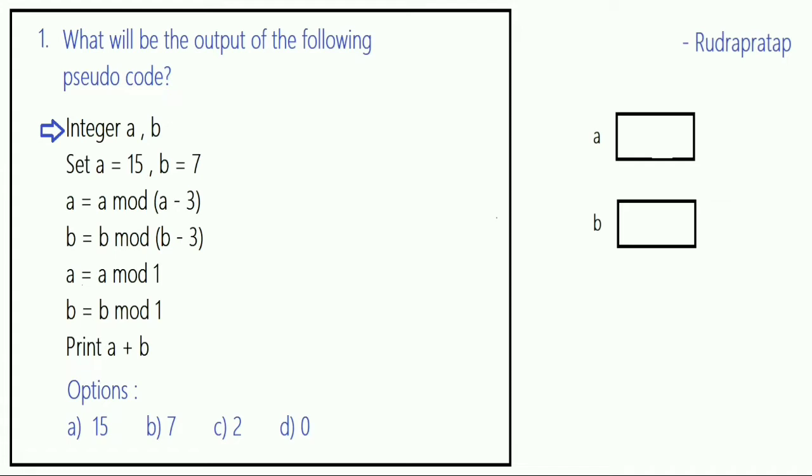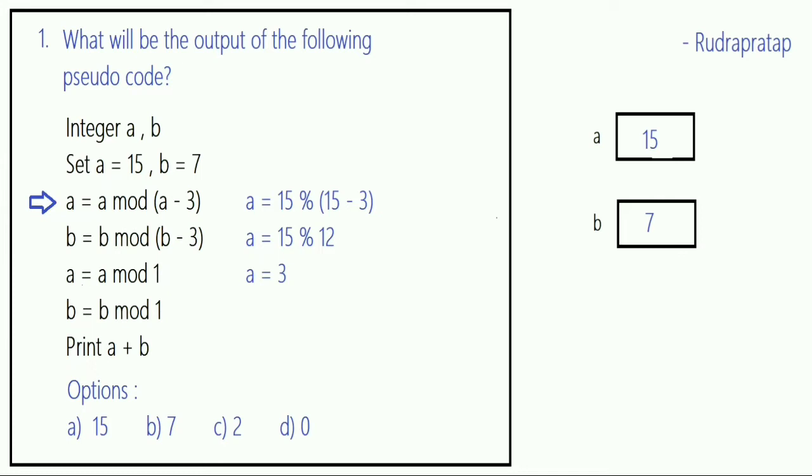In this question we have two integers a and b, and on the right hand side of the screen I have the memory representation of both the variables. On the basis of the second statement I have the value of a as 15 and the value of b as 7, and on the basis of the third statement we have a equal to a mod (a minus 3). Now we have the value of a as 15, so 15 modulo (15 minus 3).